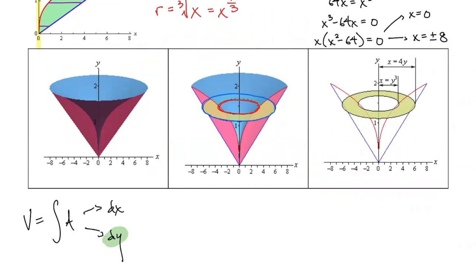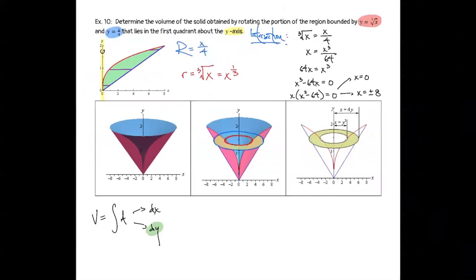All right, so we have our dy. That means we want to have the integral of pi, the radius squared dy. What are we going to have for our bounds?